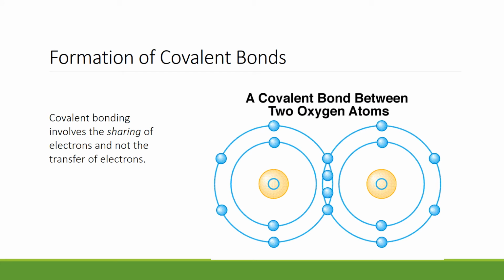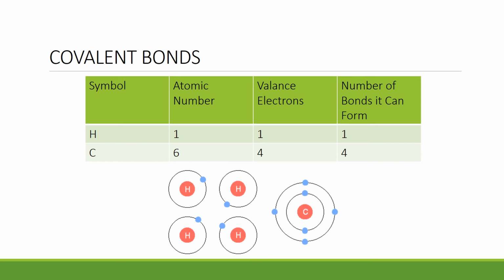This diagram shows a covalent bond between 2 oxygen atoms. Remember, covalent bonds are bonds in which electrons are shared and not transferred. 2 elements that form covalent bonds are carbon and hydrogen. Hydrogen has an atomic number of 1, so it has 1 valence electron. It still needs 1 electron in order to have a full outer shell, so it has the ability to form 1 bond. Carbon has the atomic number 6. Its valence electrons are 4 in number, and that means it needs 4 more in order to fill its valence shell. So carbon can form 4 bonds.